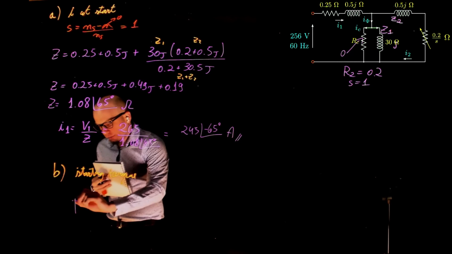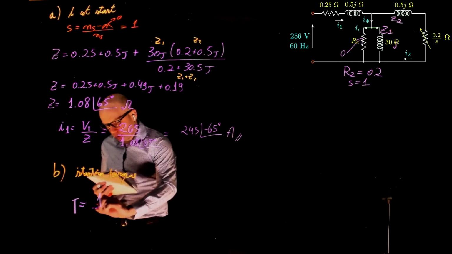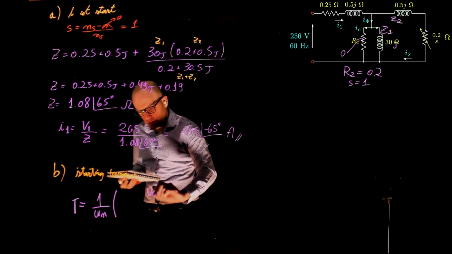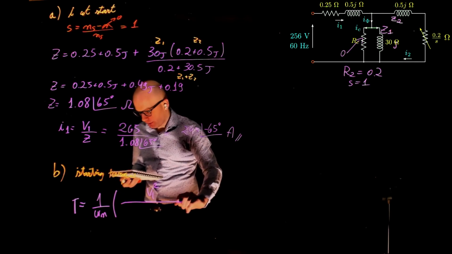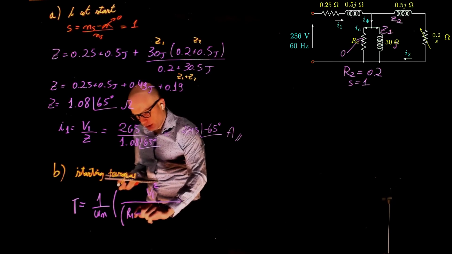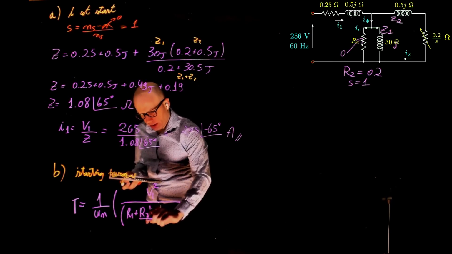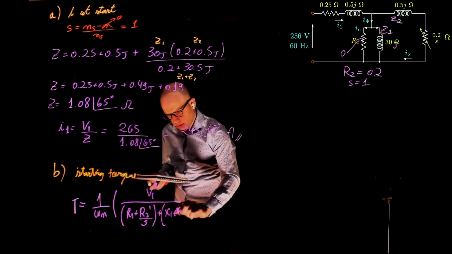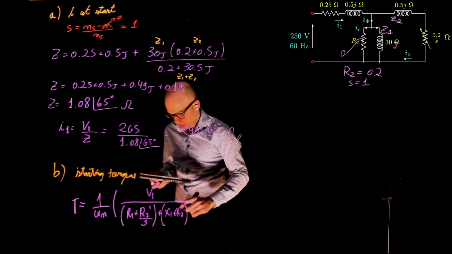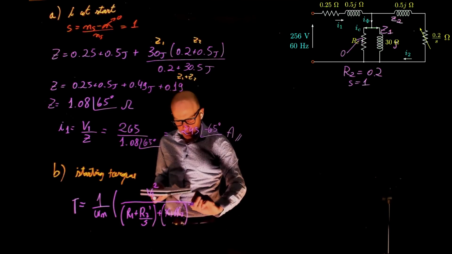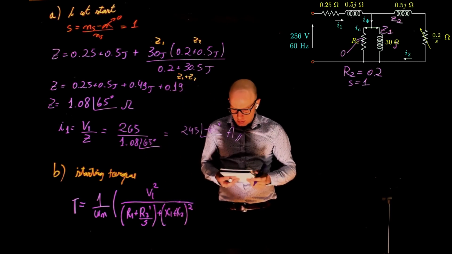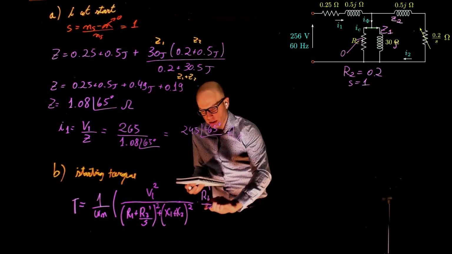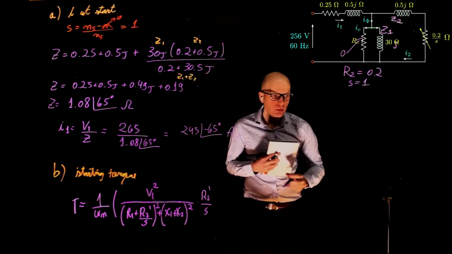Then we give the expression here for the torque in general: 1 over the synchronous speed in radians per second, times V1 squared divided by (R1 + R2 prime over S) plus (X1 + X2), I think this is squared, this is a square, times R2 prime over S.